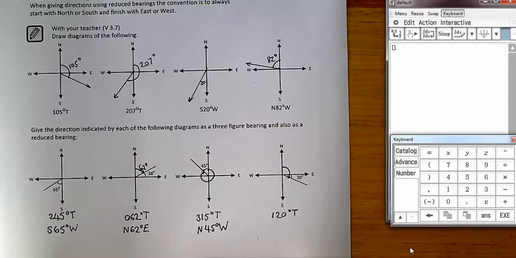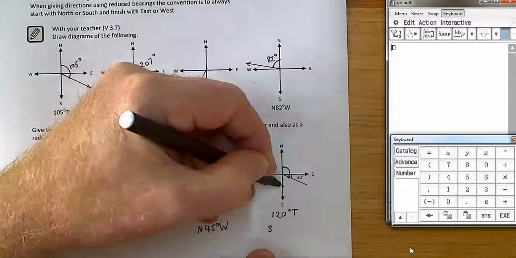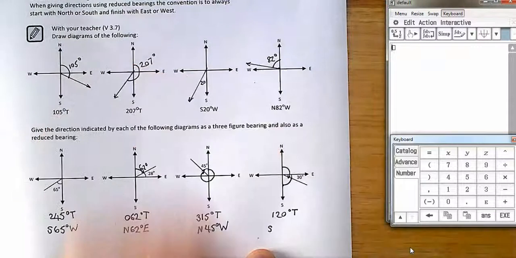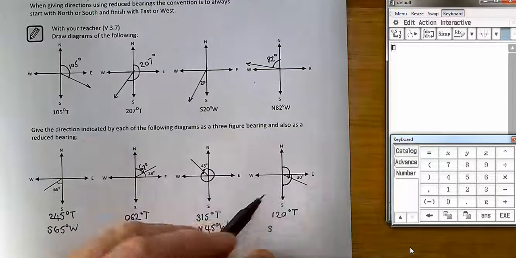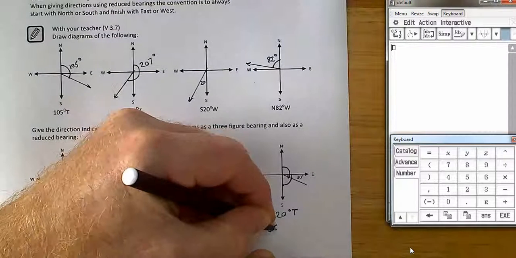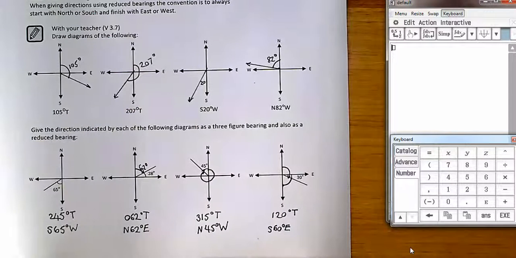Alternatively, I could give this one, and I've got to give it as starting from north or south, and that angle in the middle of a reduced bearing has to be less than 90 degrees. So there's only one way I can do it properly, and that's to start from south and rotate. How many degrees will it be around till I get to that line? Well, it's 30 degrees there. Together they make 90. So south 60 degrees towards the east as a reduced bearing.